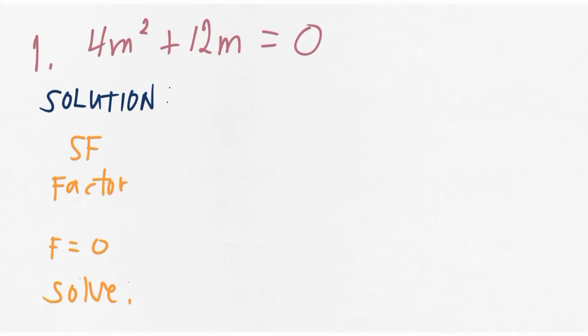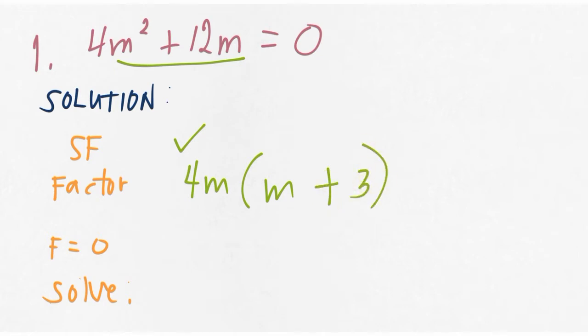Example number 1, 4m squared plus 12m is equal to 0. So first step is to know if it is in standard form. Yes, it is in standard form. Next is to factor it. So what is the greatest common factor of 4m squared and 12m? So we have 4m. So to get the other factor, we divide this equation by 4m. So 4m squared divided by 4m is m. And then 12m divided by 4m is 3. So these are the factors of 4m squared plus 12m.